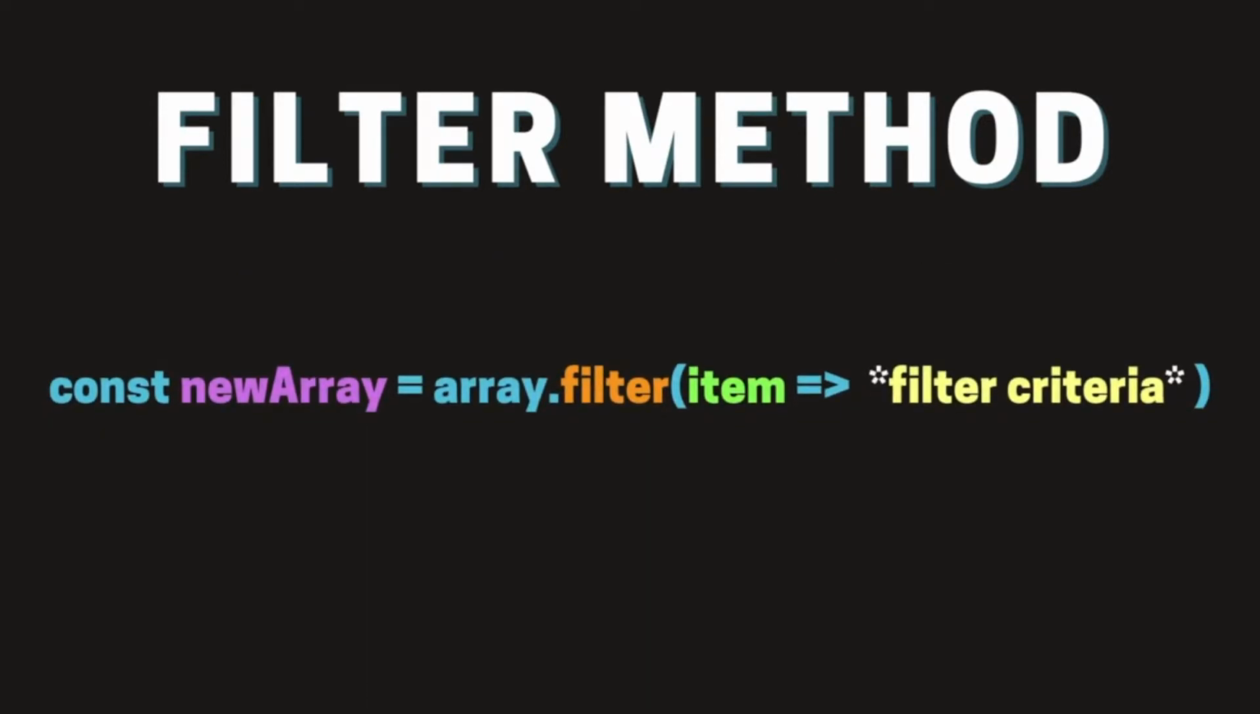Let's talk about the filter method syntax. This is the variable that will hold the new filtered array. This is the call to the filter method itself. This is the function where each item in the array will be iterated through. The item will then either be added or not added to the new array based on the filter criteria set on the right side of the function.